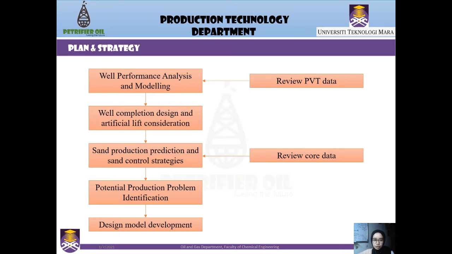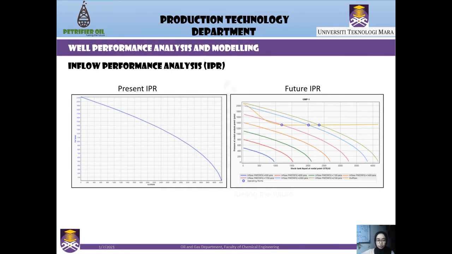This is the plan and strategy for the whole production technology department. We will start with the well performance analysis by analyzing the IPR and TPR with several sensitivity analyses, and then proceed with well completion design and artificial lift consideration, as well as sand production prediction and sand control strategies by reviewing the core data. And then we will proceed with the potential production problem identification before we design the final model of the development.